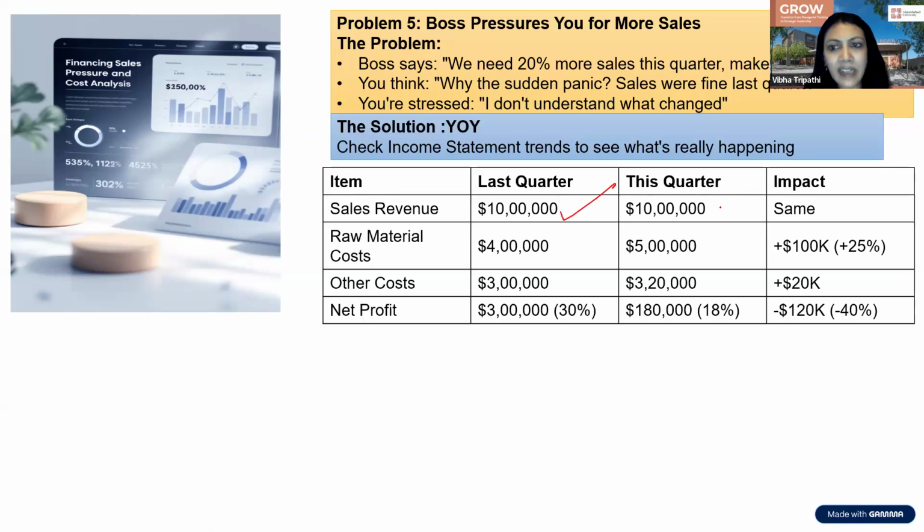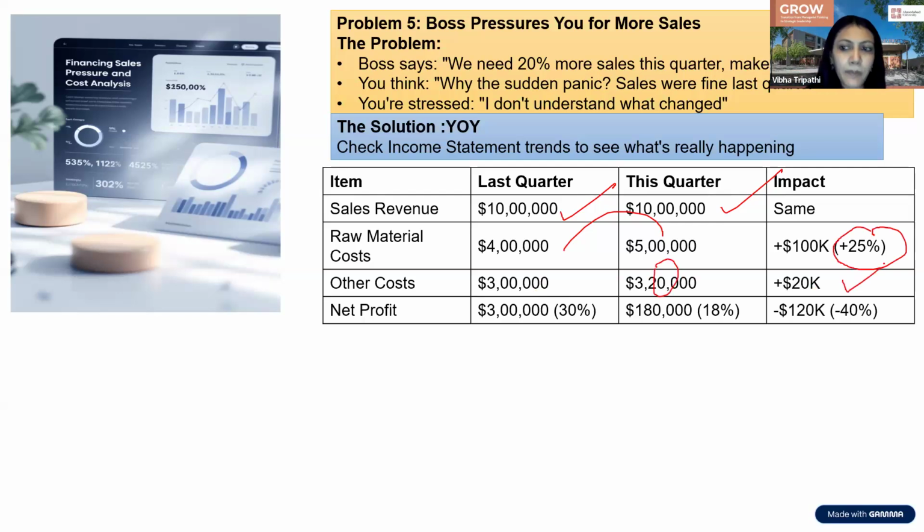Last quarter also it was 10 lakh and this quarter also it was 10 lakh. But the raw material cost, what's happening currently? There are a lot of tariffs that Trump has put on a lot of products there. So if your raw material cost is going to go high, there is going to be a problem in the budget of the company. So in fact, if I apply Y on Y, it has lifted up by 25% there. And if I look at the other costs, they have also increased by 20,000.